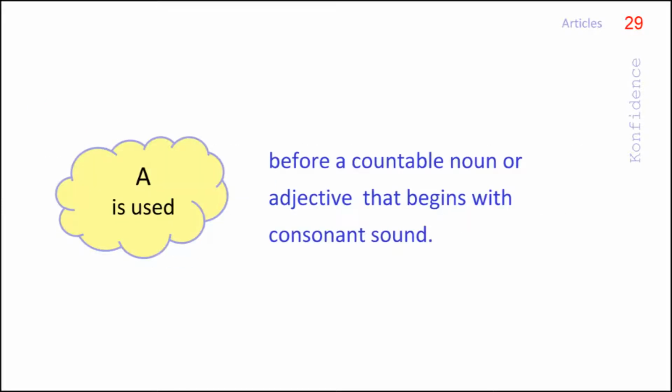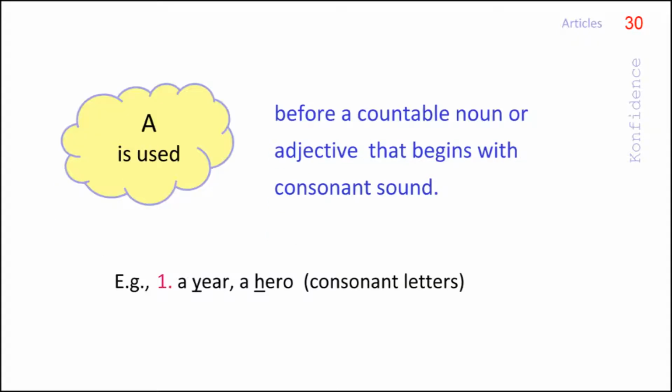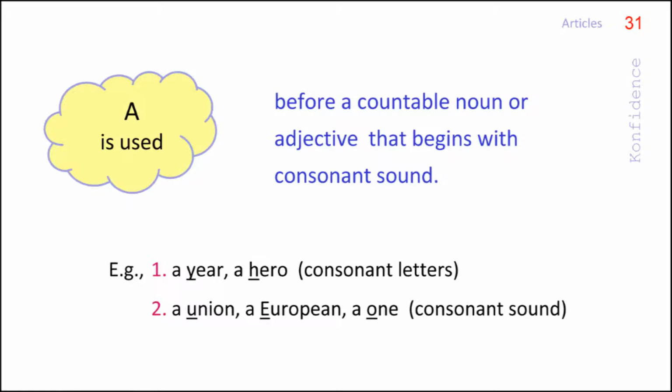Traditionally, article A is used before a countable noun or adjective that begins with a consonant letter. Look at the first example. The underlined letters are consonants. So these words precede article A. A is also used before vowels having consonant sounds. This can be seen in example 2.